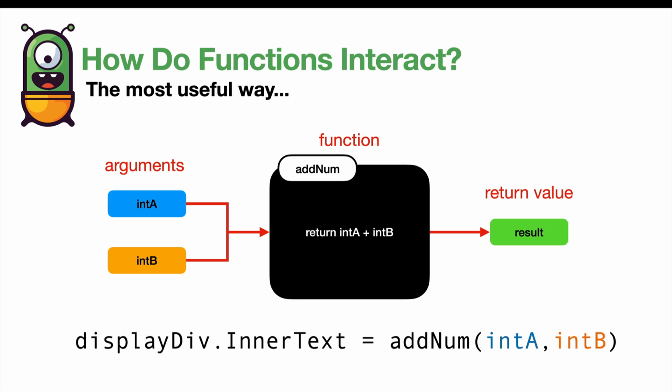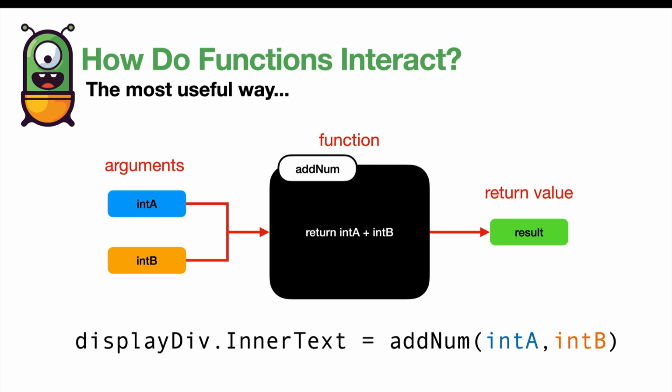So how this might look in code could be something like this. If I've got a display div, which is just a div in my page somewhere, and I want to change the inner text to the sum of those two numbers, then I'm going to call the function by saying displayDiv.innerText equals addNum, and then I'm going to give it integer a and integer b, which would be variables from my code outside of the function that I want to add together.